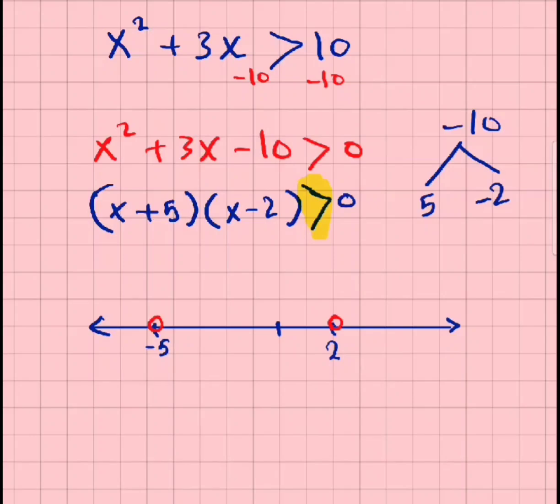Now, all the way to the left, we have negative infinity. All the way to the right, we have positive infinity. Now, there's 3 boundaries of interest. This is the first region, the second, and the third. Now, the product of these two factors has to be positive, greater than 0. So we've got to see which of these 3 regions is positive and which one is negative.